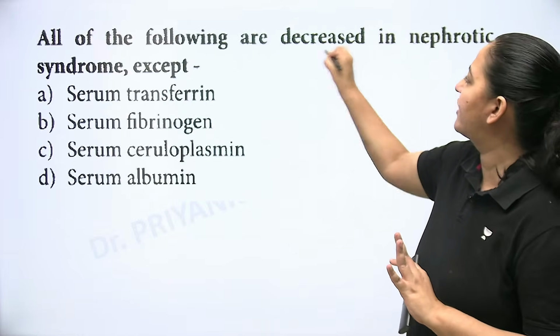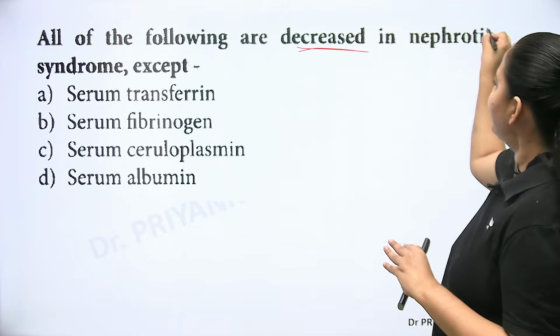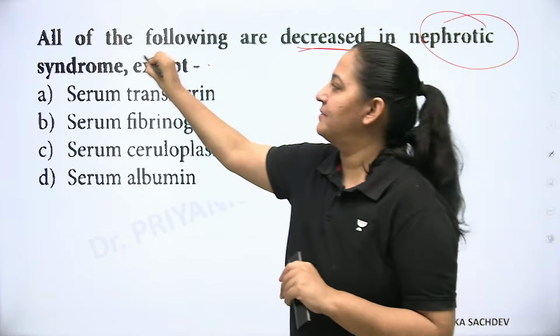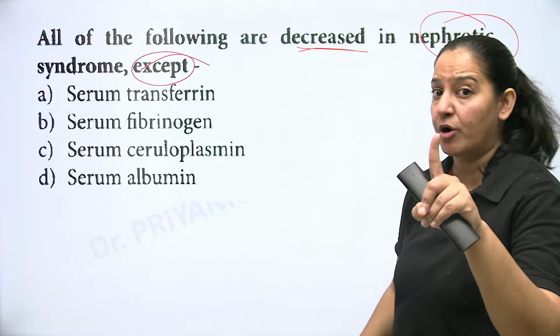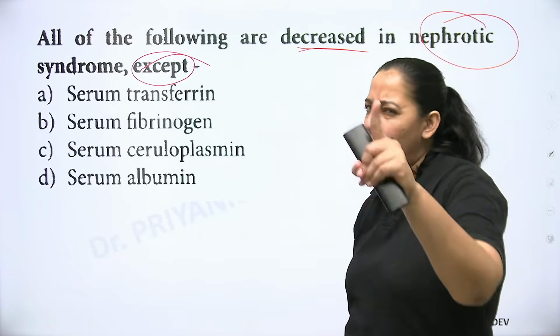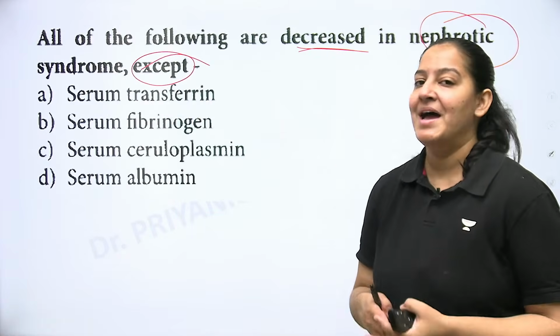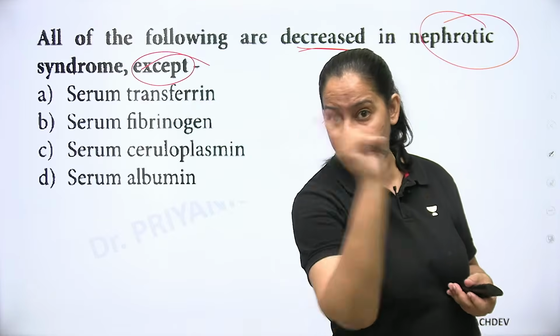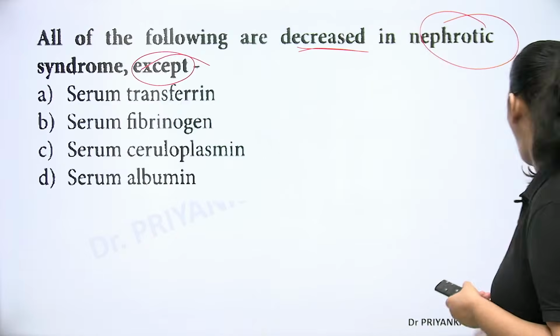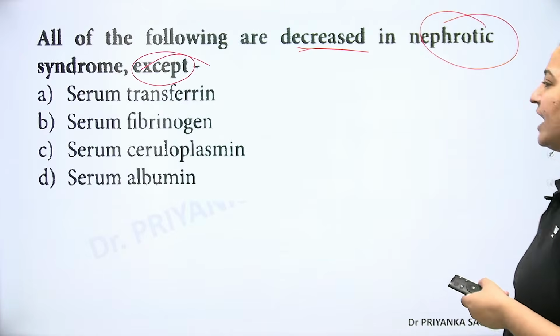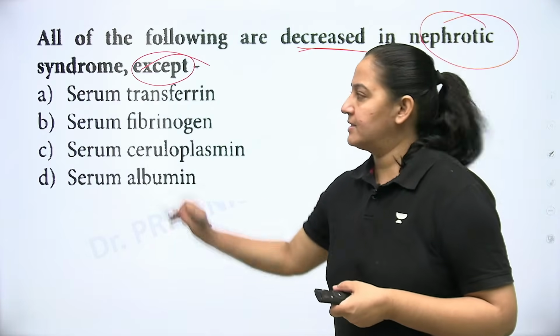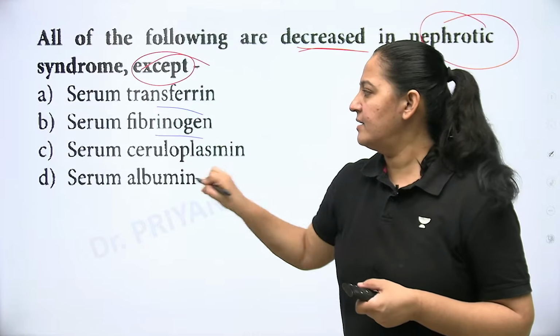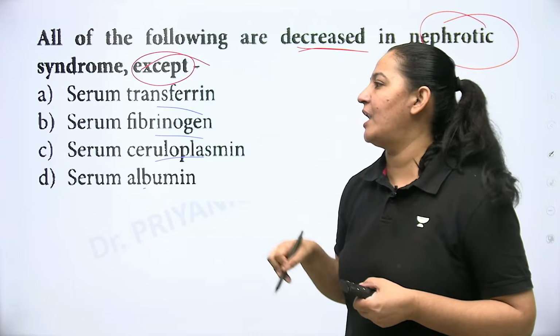All of the following are decreased in nephrotic syndrome except. The question contains except. So one of them is not decreased, it is increased. So tell me one protein which is increased. Rest all will decrease. I taught you specifically the name of the one protein which is increased in nephrotic. Who will tell me the answer? Is it transferrin? Is it fibrinogen? Is it ceruloplasmin? Or is it albumin?